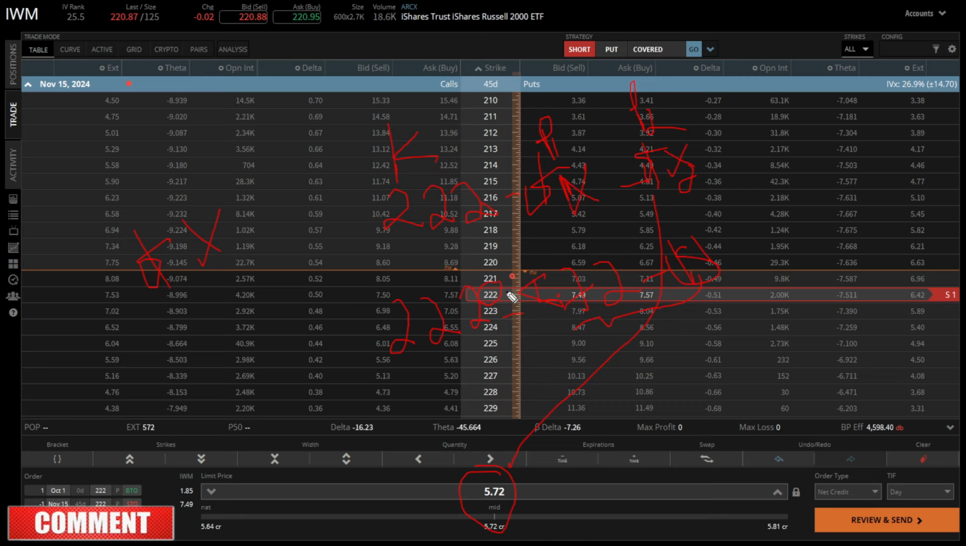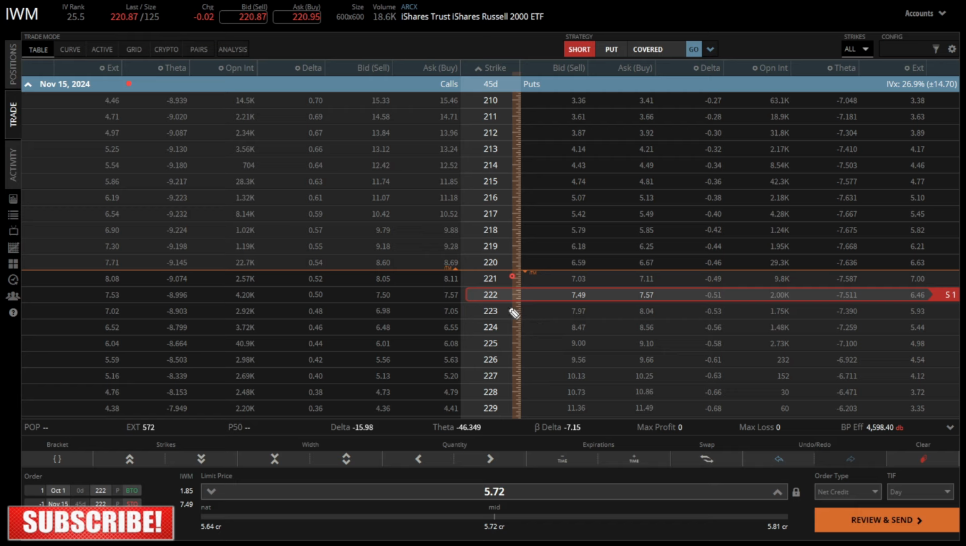Okay, so our break even now, let me get my calculator here to be exact. So 222 minus 5.72, sorry, 5.72 minus $1. So basically, our break even is 215.28. Okay, 215.28. This is our break even, despite the fact that it's trading all the way up here.